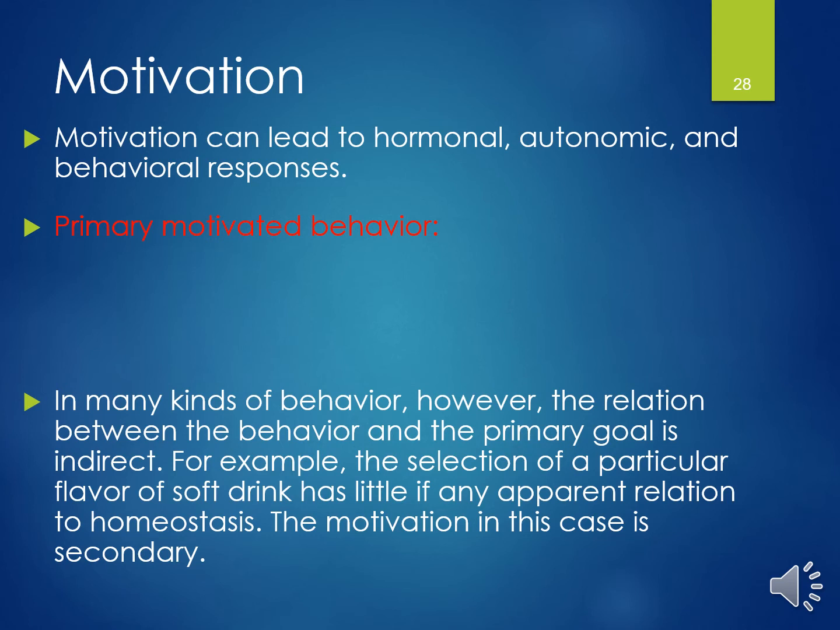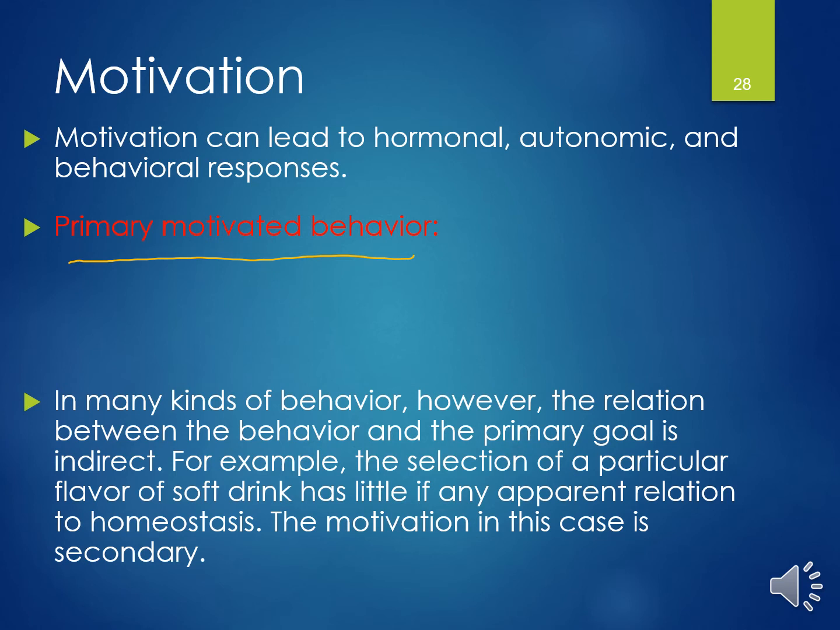So motivation can lead to hormonal, autonomic, and behavioral responses. And primary motivated behavior is behavior that's related directly to homeostasis. So primary motivated behavior is linked directly to homeostasis, and that is the maintenance of a relatively stable internal environment, such as getting up to get something to drink when you're thirsty.